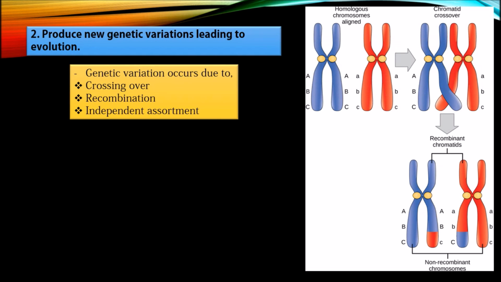It also produces new genetic variation leading to evolution. Genetic variation occurs due to crossing over, recombination and independent assortment. The points where crossing over and exchanging genetic material occur are chosen more or less at random. This helps in producing gametes with different genes. The random orientation of homologous pairs of chromosomes in metaphase 1 allows for the production of gametes with different variations of genetic material. So that's all for today.